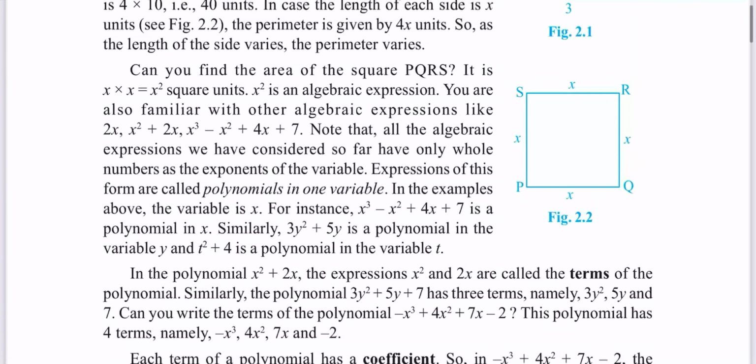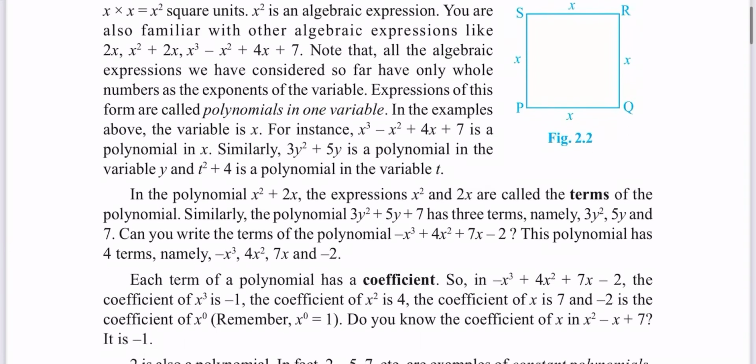In the polynomial x² + 2x, the expressions x² and 2x are called the terms of the polynomial. Similarly, the polynomial 3y² + 5y + 7 has 3 terms. Which are the terms? 3y², 5y and 7. Can we write the terms of the polynomial −x³ + 4x² + 7x − 2? Yes, there are 4 terms. Which are the 4 terms? −x³, 4x², 7x, −2. These are the 4 terms.